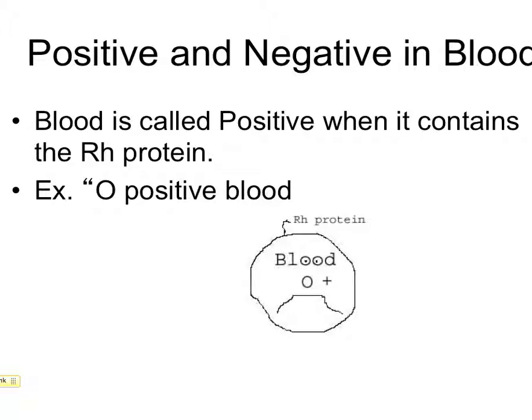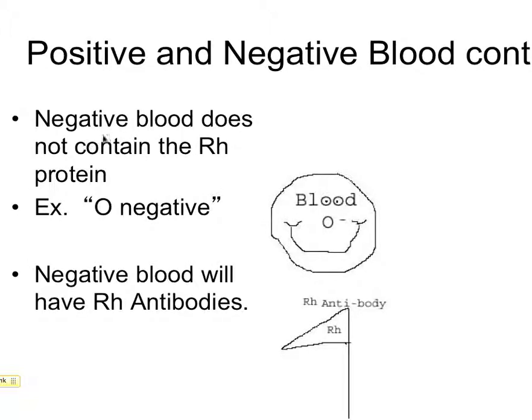So if I have negative blood that does not contain the Rh protein, so it's O negative, that means I will have the Rh antibody. Remember, whatever is on the blood or not on the blood, it's the opposite for the antibody. So if I have no proteins on here, I'm going to have the Rh antibody here as well. For O, it would be A and B antibodies as well.